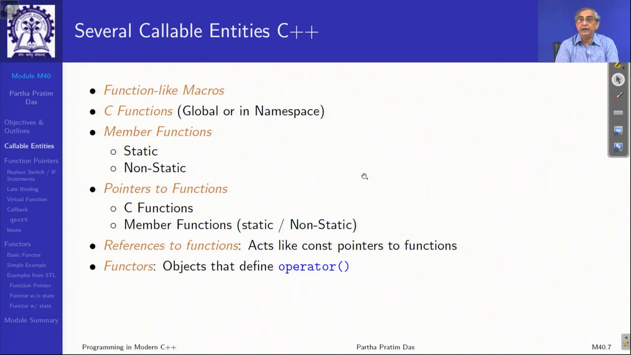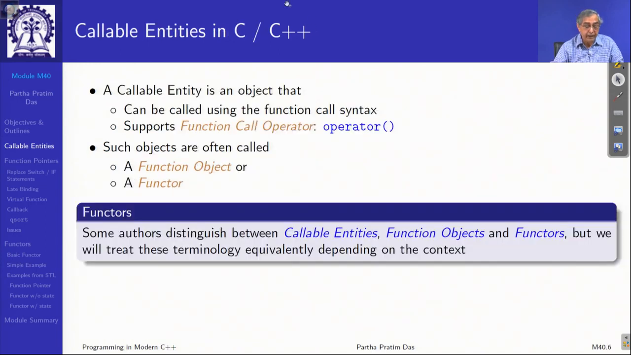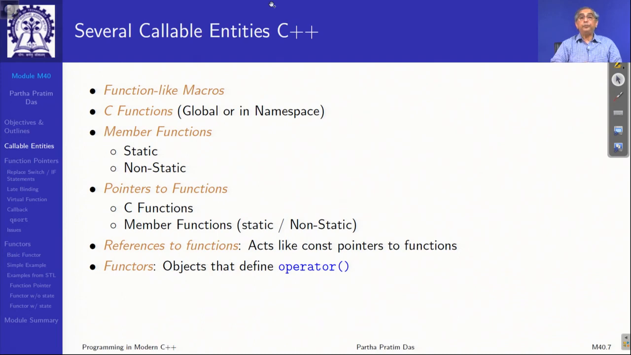Now, there are several callable entities in C++ which look like a function, call something and do similar stuff. Naturally, you have seen function-like macros. There are C functions, global or in a namespace. You have member functions, static and non-static, pointers to functions, pointers to member functions that are static and non-static, and so on. You can have references. And you have functors, which are objects that define a function call operator.